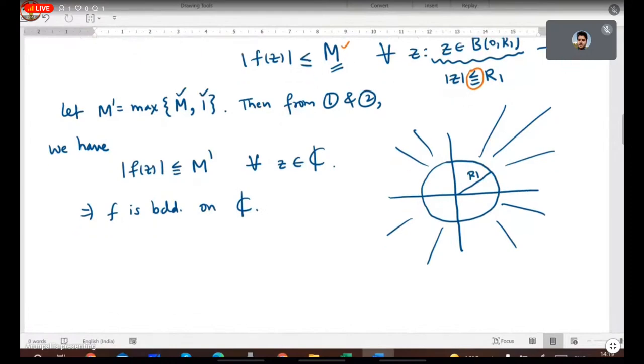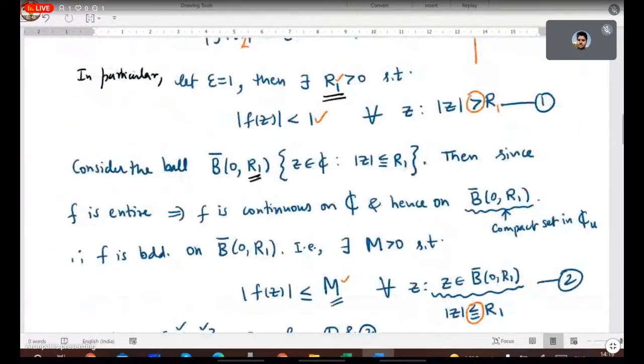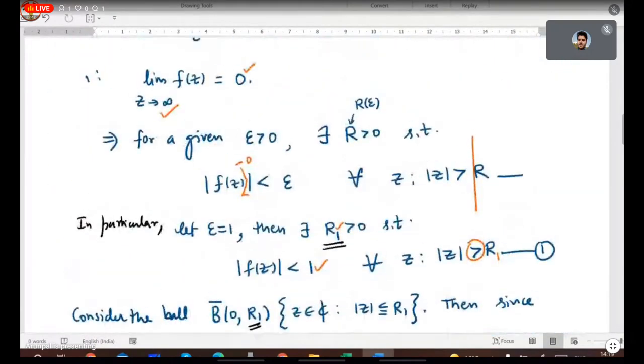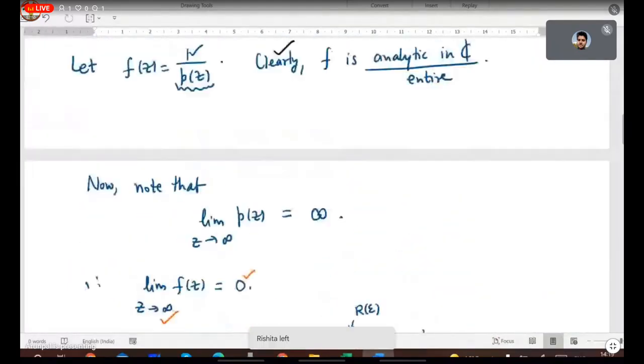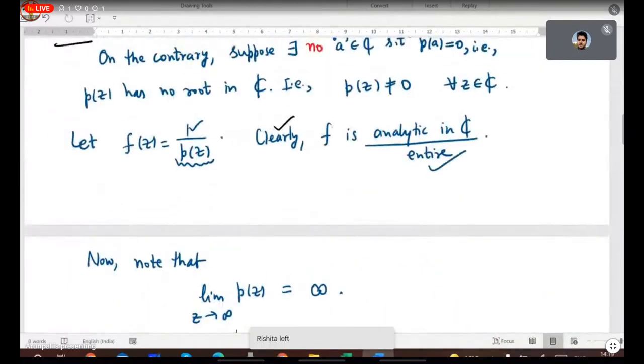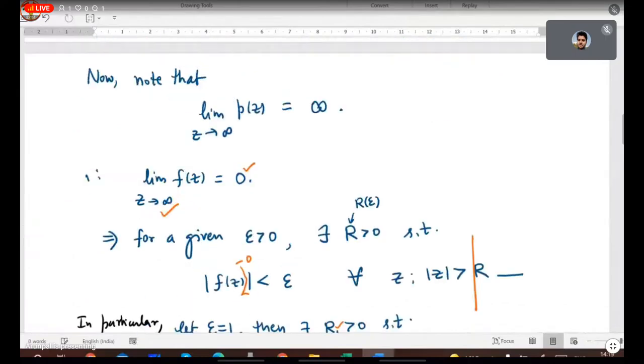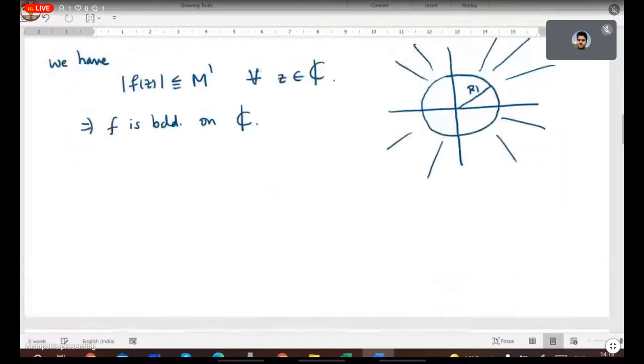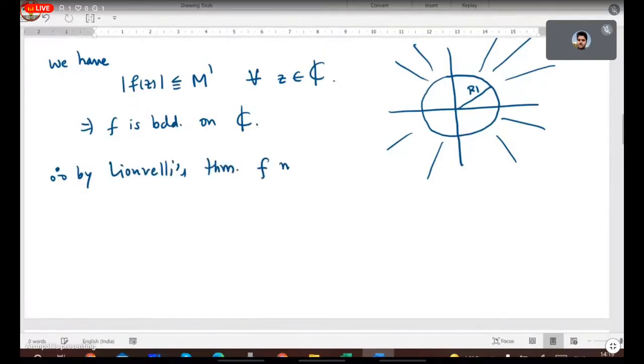But f is already entire on C. If you remember, f is entire on C. So it is entire, and I have shown that it is bounded. Therefore, by Liouville's theorem, f must be constant.